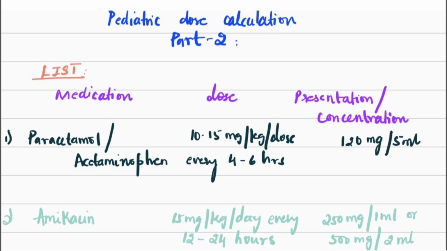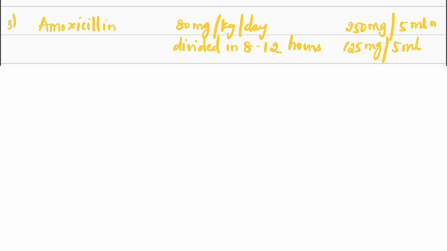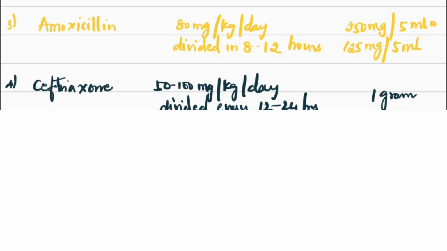In presentation form, 250 milligrams is there in 1 milliliter, or 500 milligrams is there in 2 milliliters. Amoxicillin is 80 milligrams per kilogram per day, divided in 8 to 12 hours. In syrup form, 250 milligrams is there in 5 milliliters, or 125 milligrams is there in 5 milliliters. 2 forms of presentation are available.